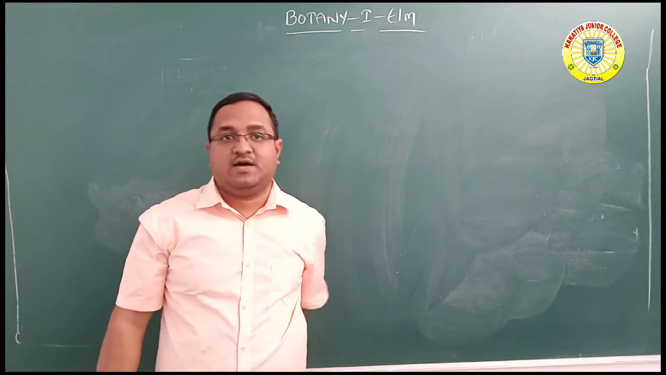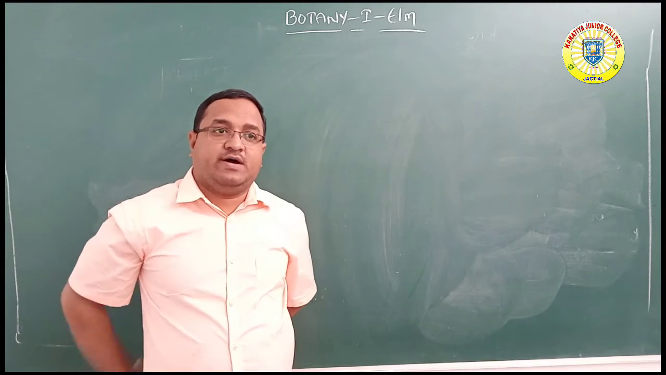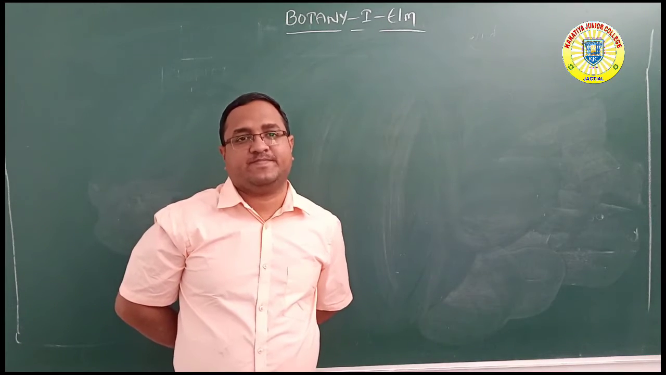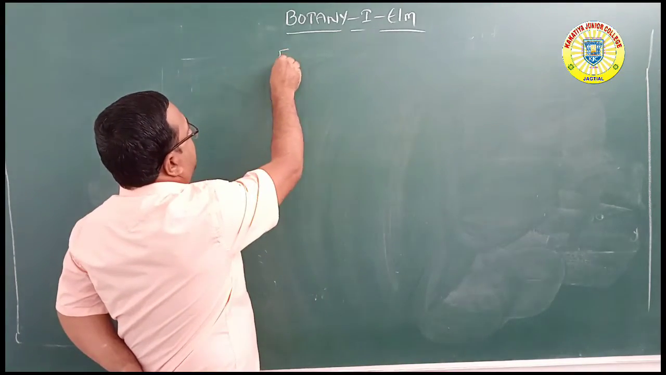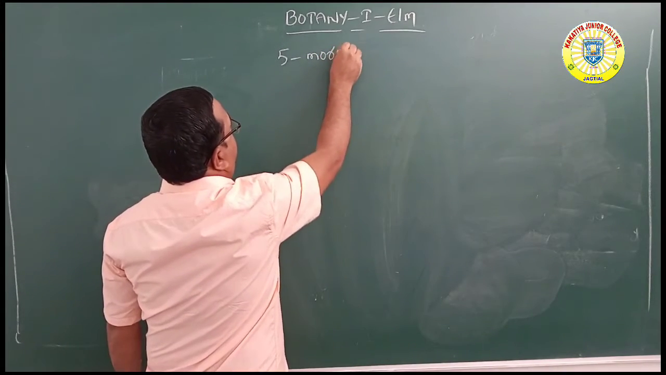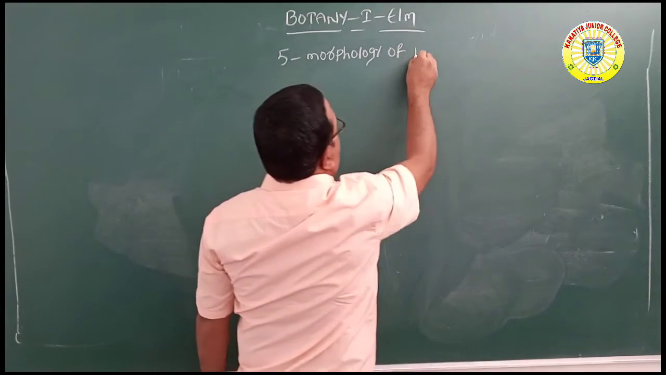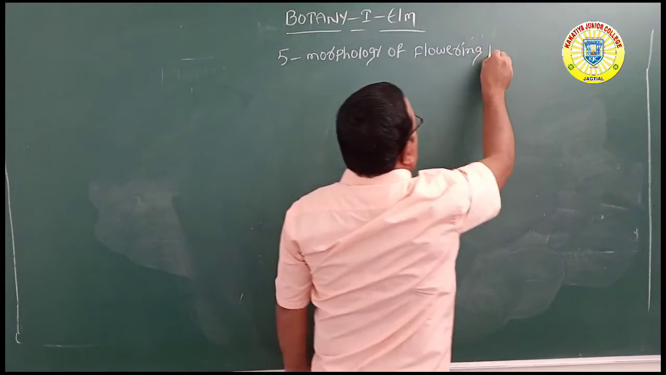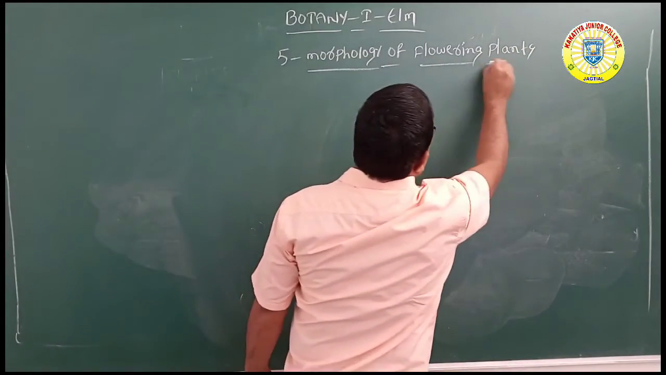Yesterday, in first year botany English medium class, we completed leaf and leaf venation. Which chapter is that? The fifth chapter. What is the fifth chapter? Morphology of flowering plants. This is the fifth chapter continuation.